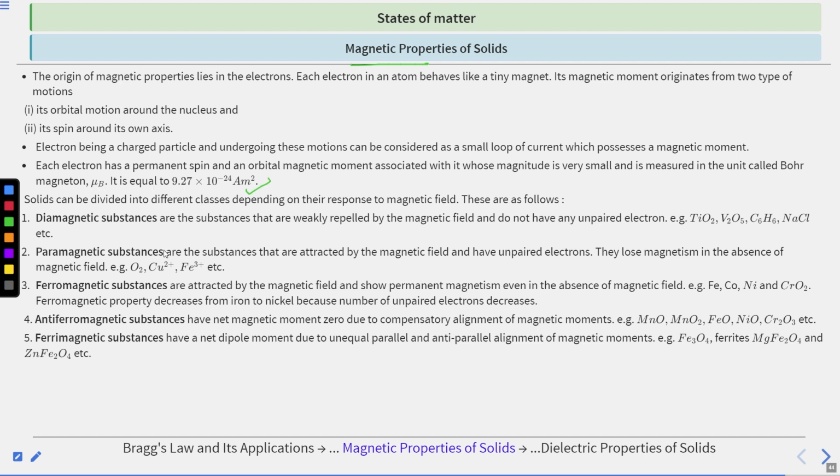Solids can be divided into different classes depending on the response to a magnetic field. Diamagnetic substances are weakly repelled by a magnetic field and do not have any unpaired electrons. Paramagnetic substances are attracted by the magnetic field and have unpaired electrons. Ferromagnetic substances are attracted by the magnetic field and show permanent magnetism even in the absence of a magnetic field. Antiferromagnetic substances have net magnetic moment 0 due to the compensatory alignment of magnetic moments. Ferrimagnetic substances have a net dipole moment due to unequal parallel and antiparallel alignment of magnetic moments. The examples are also given.